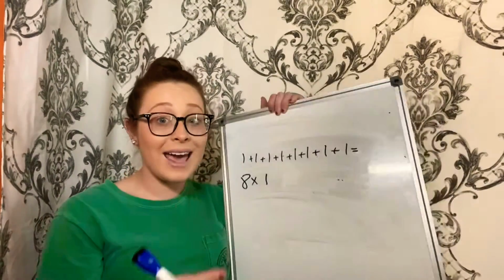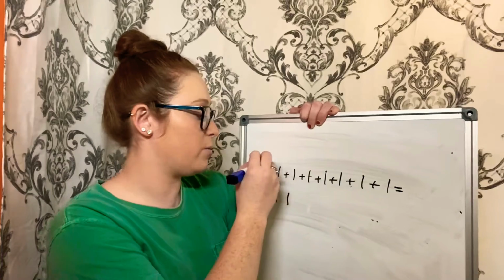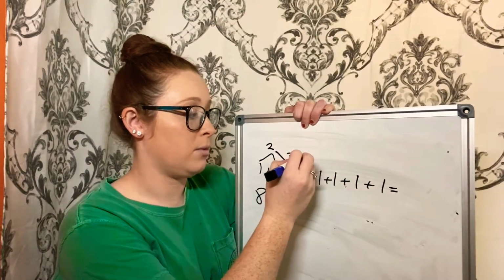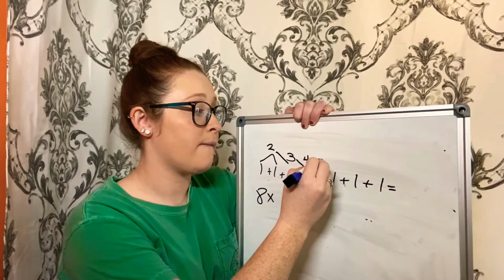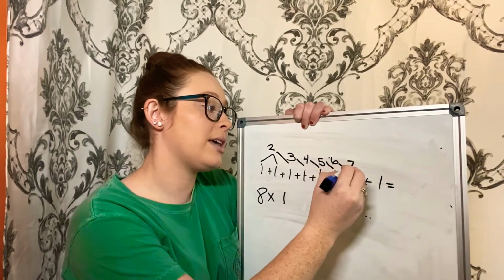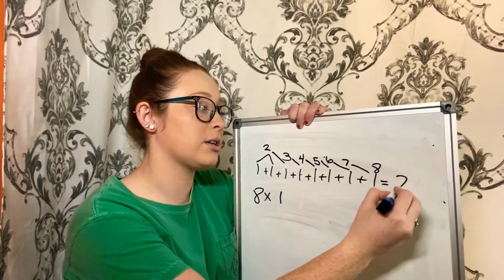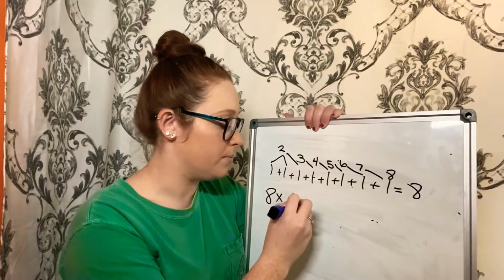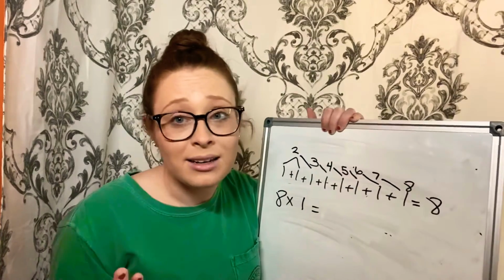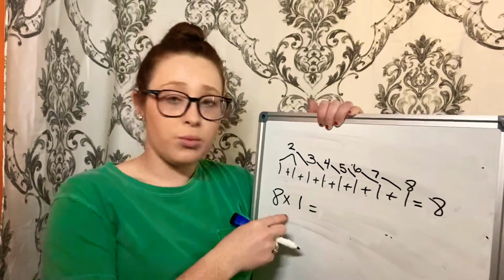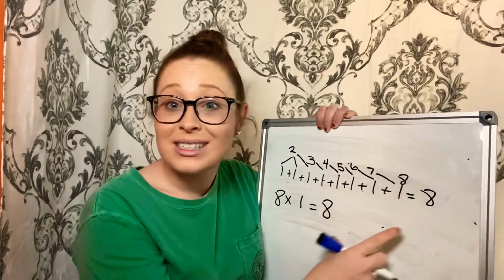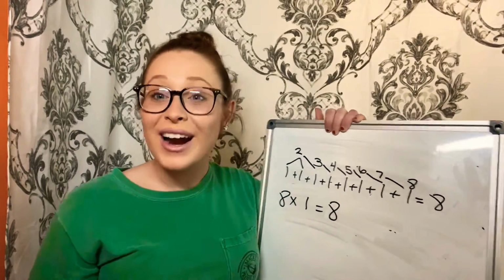So now let's add them and figure out what our answer is. So 1 plus 1, 2. 2 plus 1, 3. 3 plus 1, 4. 4 plus 1, 5. 5 plus 1, 6. 6 plus 1, 7. 7 plus 1, 8. So there's my answer. Now we have 8 times 1. We've got to figure out what that is. So anything times 1 is what? It's itself. So 8 times 1 will be 8. So are our answers the same? Yes. So that is our answer.